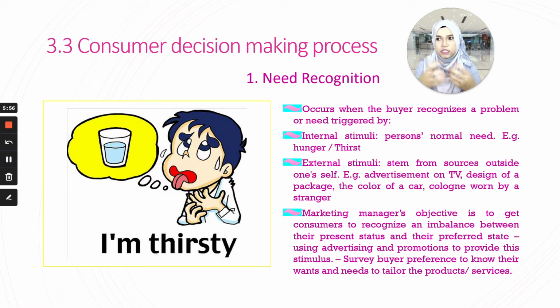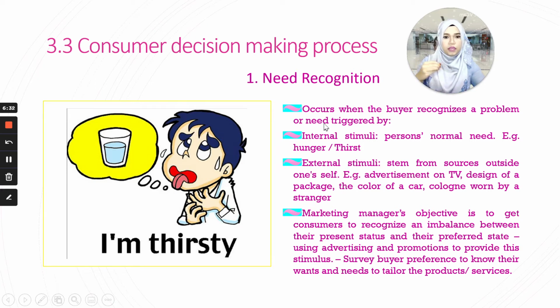When you see, okay, it is from your eyes, the advertisement on television, for example, okay, it captures the eye's attention because of the design of the package or the color of the car. A cologne worn by a stranger, then you feel like, it smells so good, okay? Or if you pass by KFC, for example, you don't even know it is KFC because you don't look at the KFC signboard, but you just pass by walking, okay? And then suddenly you smell the aroma of Kentucky Fried Chicken. So that is actually the smell senses, okay, from the external stimuli.